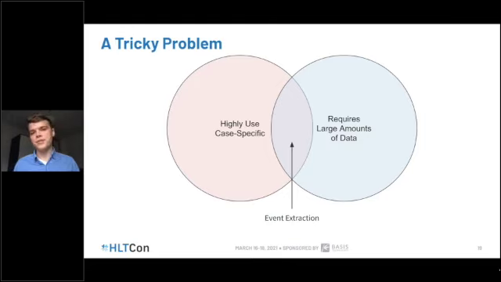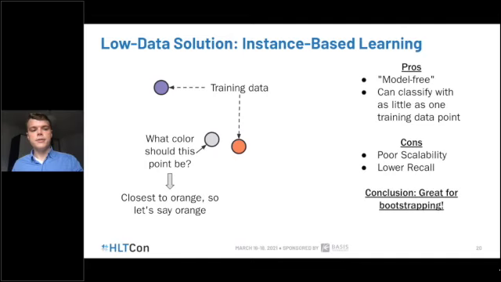So one thing that we wanted to solve right out the gate was, how can we reduce the amount of data that's required for event extraction systems? And our approach to this problem revolves around a concept from machine learning known as instance-based learning. Traditional machine learning works by essentially fitting a statistical distribution based on your data, and this requires a decent amount of data points in order to do accurately. However, with instance-based learning, instead of actually learning anything and fitting a distribution, you just keep track of all of your training data set.